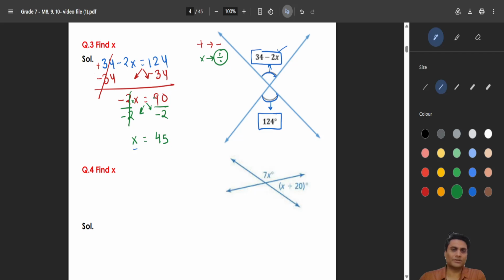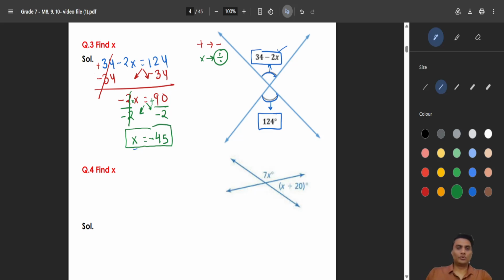For that, check the numbers. 90 is positive, 2 is negative. They have different sign. If you have different sign, you will always put negative. And if you have same sign, example positive positive or negative negative, then you will put positive here. But if you have different sign, for example positive negative or negative positive, then you have to put minus sign in the answer. So here my answer is x equals negative 45.